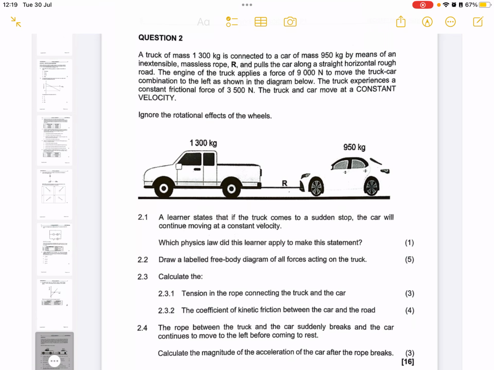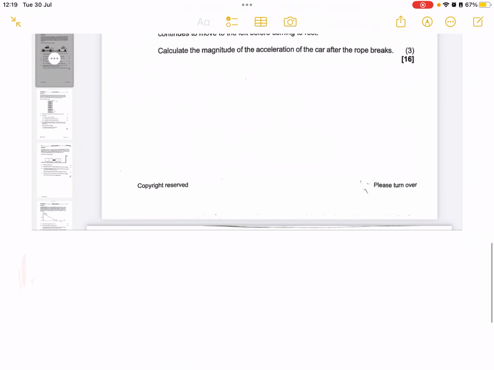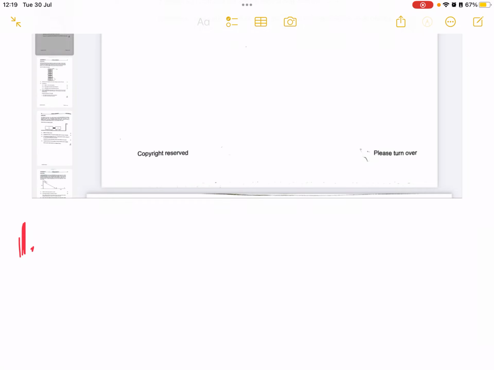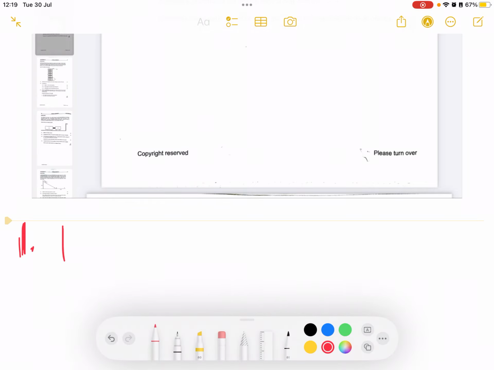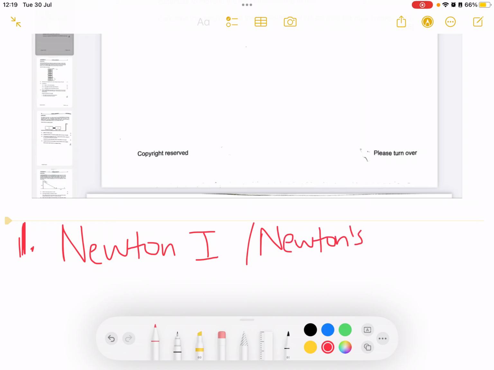A law that talks about a body that continues moving at a constant velocity is basically Newton's first law. So for 2.1, the answer would be Newton 1, or Newton's first law, which says a body remains at rest or continues moving at a constant speed unless a non-zero resultant force acts on it.